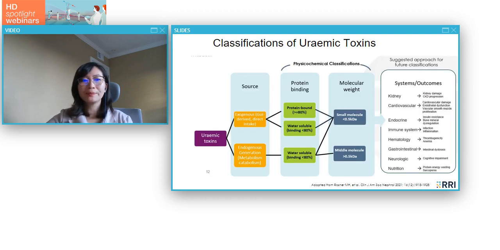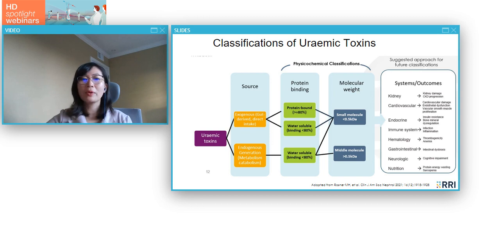So uremic toxins originate from different sources, as you can see listed on this graphic. And then they are further metabolized into substances with different physiochemical characteristics. Traditionally, they were classified into three groups.